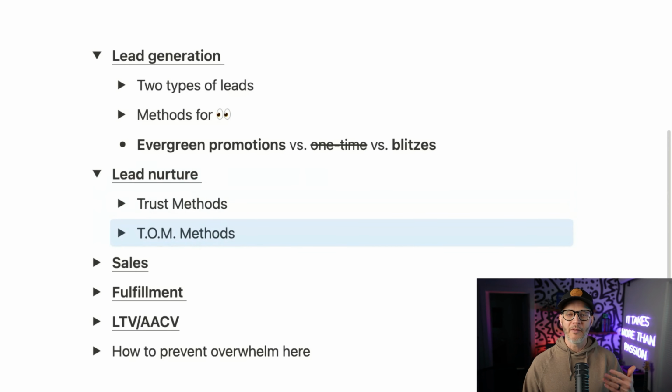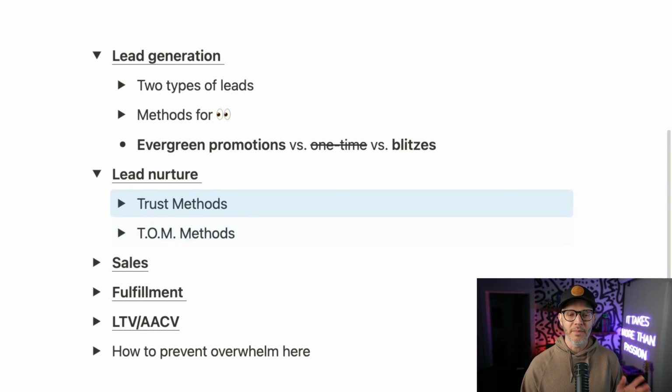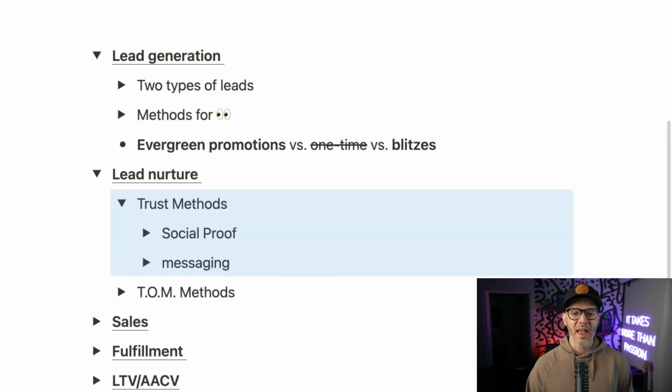The next one is top of mind. How do we actually stay top of mind with them over a long period of time? Both of these are very important. How you do them can be up for debate or up to your preferences, but both need to be there. The first is, again, trust methods. How do we actually build trust?